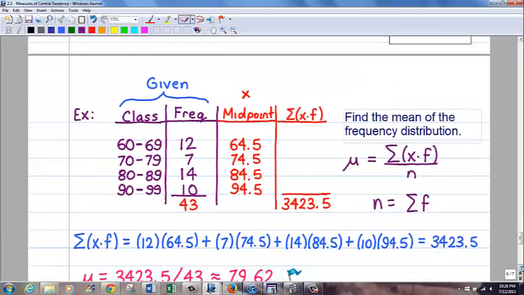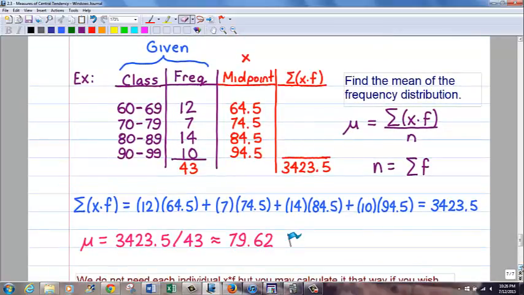Now here's another example. We'll just look at this one real quick. Here are the frequencies. The midpoint might be a decimal if it was specifically 0.5. That means if your 2 numbers add up to be odd, when you divide by 2 that leaves you a 0.5. So don't round that or anything. In other words, 60 plus 69 is 129, divided by 2 is 64.5.